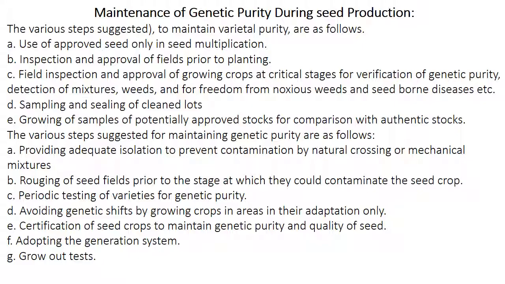Various steps suggested for maintaining genetic purity are providing adequate isolation to prevent contamination by natural crossing or mechanical mixture, roguing, periodic testing of varieties for genetic purity, avoiding genetic shifts by growing crops only in areas of their adaptation, certification of seed crops to maintain genetic purity and quality of seed, adopting the generation systems like breeder, foundation and so on, then grow out test.